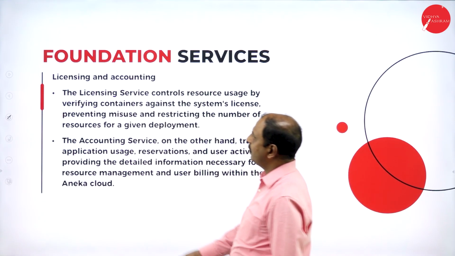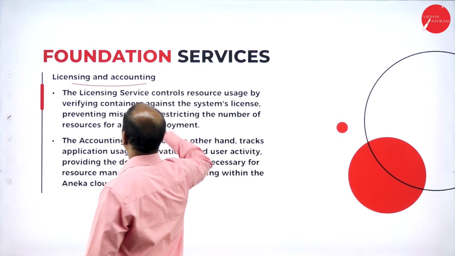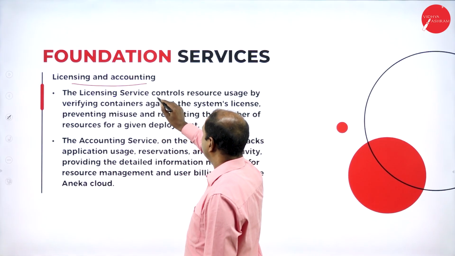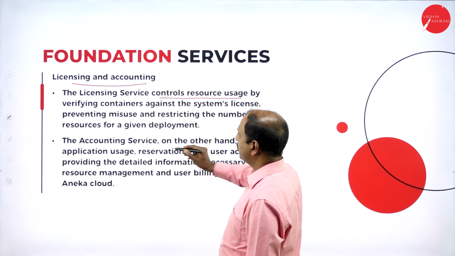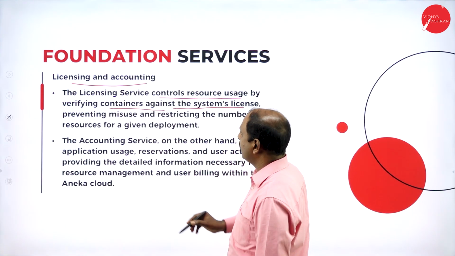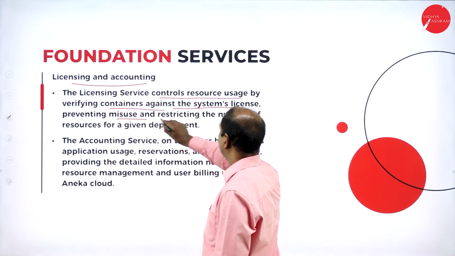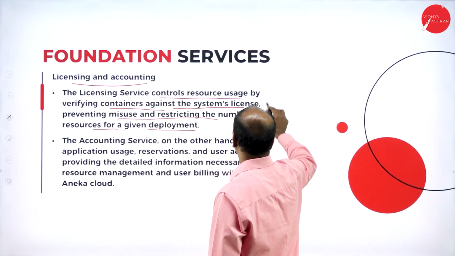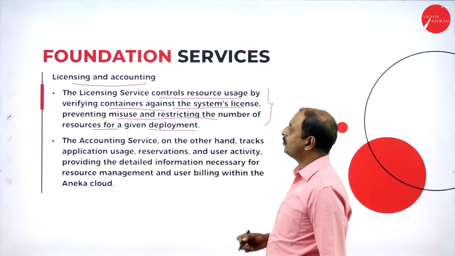In the next slide, we will see licensing and accounting. It is one of the components. So the licensing service controls resource usage by verifying containers against the system's license, preventing misuse and restricting the number of resources for a given deployment. So this is the licensing part of it.